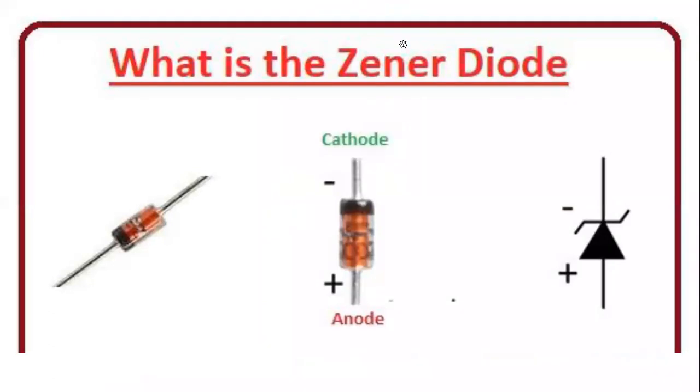Everyone should be clear about what is a Zener diode, and what is the difference between a practical diode and an ideal diode. Always remember, my students, one thing: the Zener diode works in the reverse bias condition, and in the forward bias there is no change.